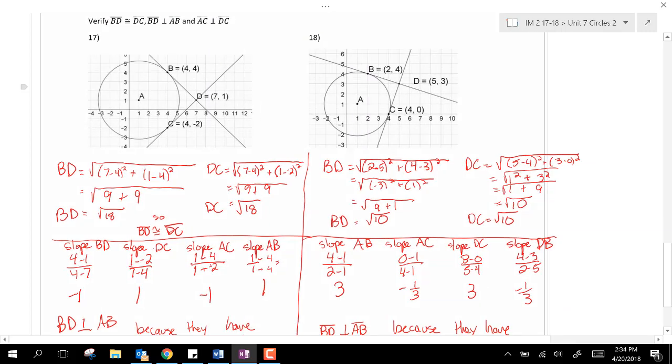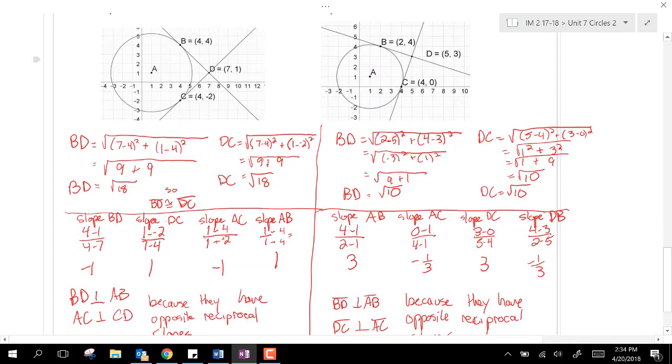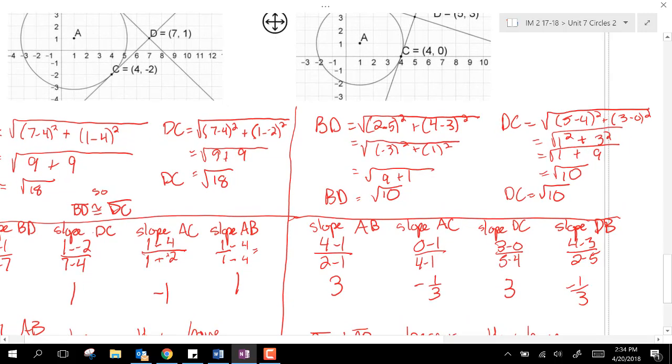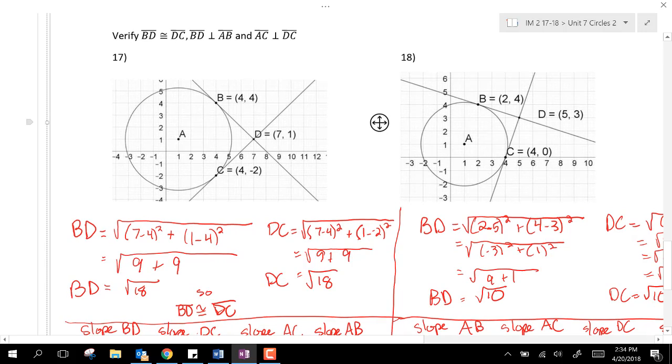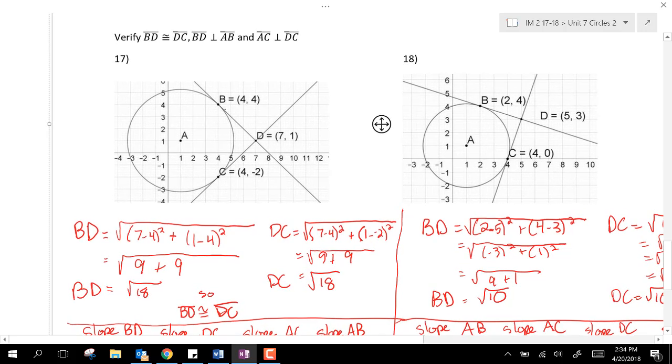All right, lastly, the main point of what I want to do here. If I can get it to, there we go. So it says verify BD is congruent to DC. We want to deal with those two segments. We also want to deal with the fact that if we draw to A, there should be a right angle, and there should be a right angle here. So that's what we're going to look at.